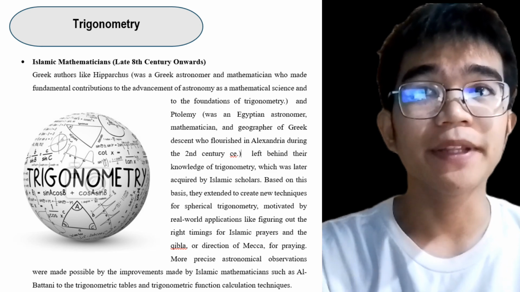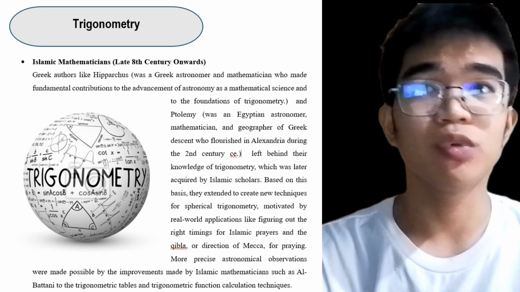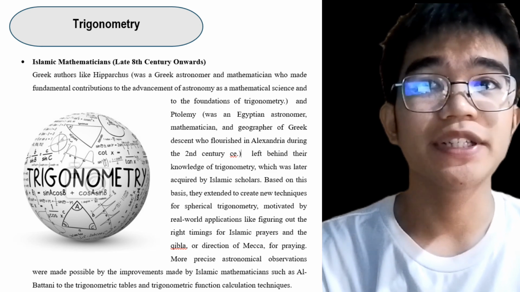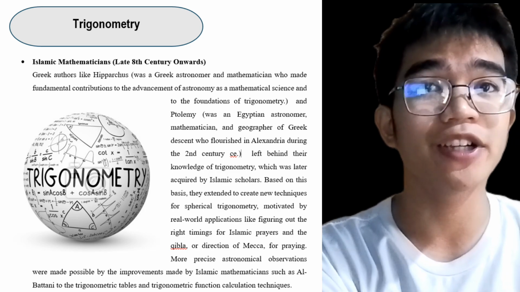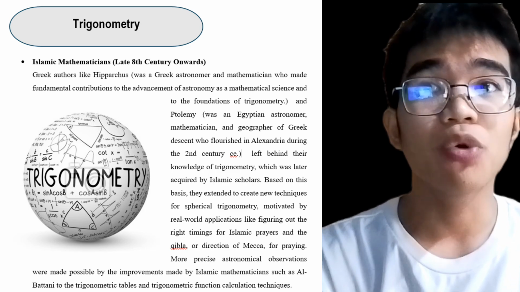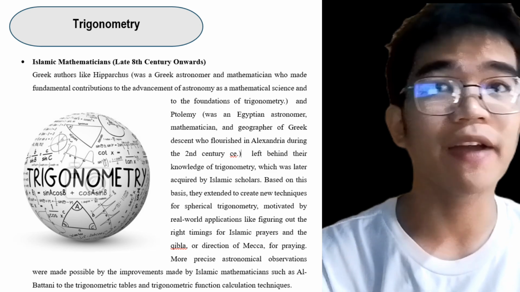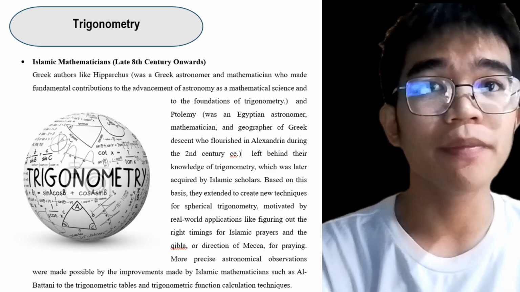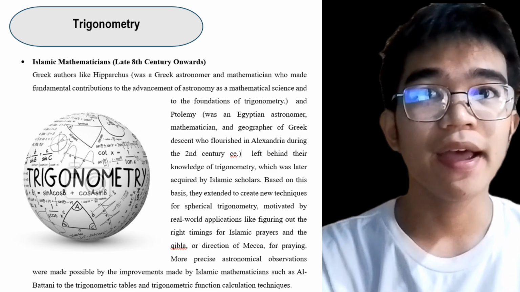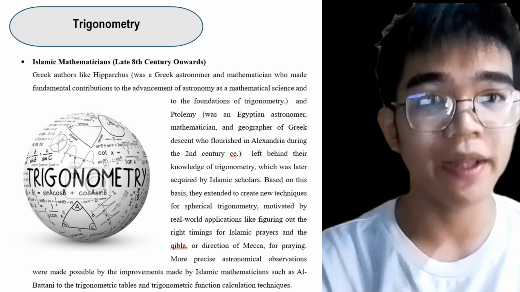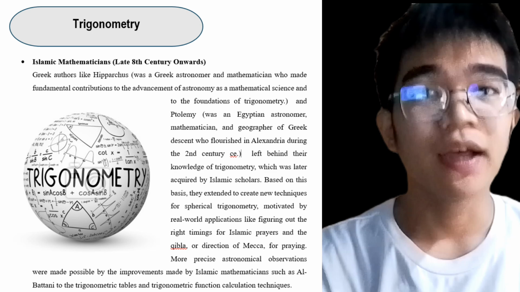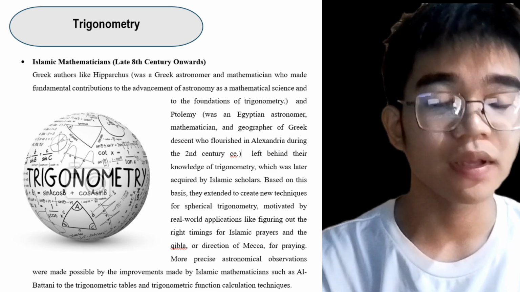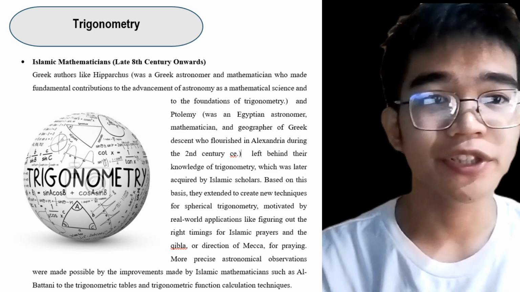Islamic mathematics, late 18th century onwards. Greek authors like Hipparchus. Hipparchus was a Greek astronomer and mathematician who made fundamental contributions to the advancement of astronomy as a mathematical science and to the foundation of trigonometry. Hipparchus and Ptolemy both contributed to trigonometry.